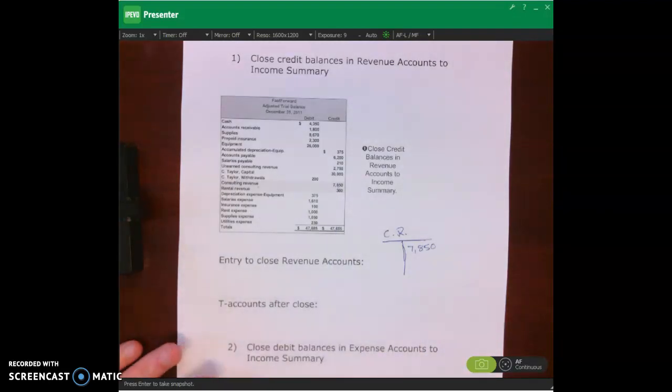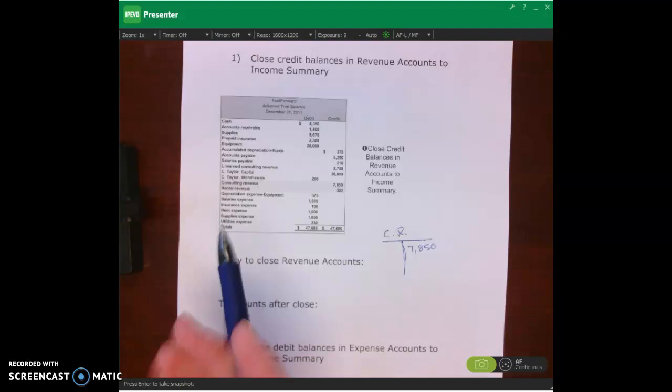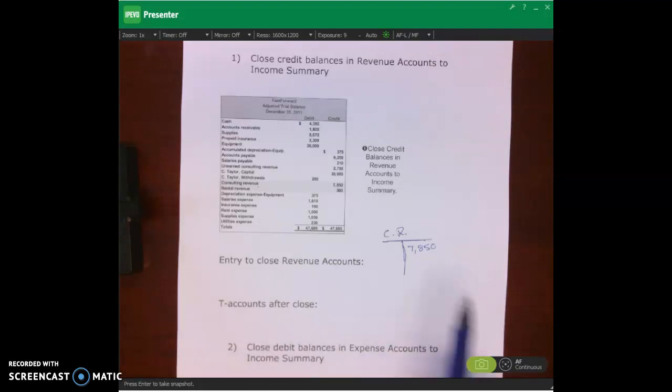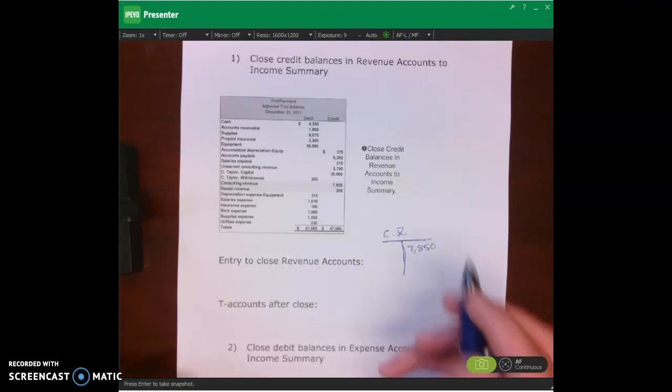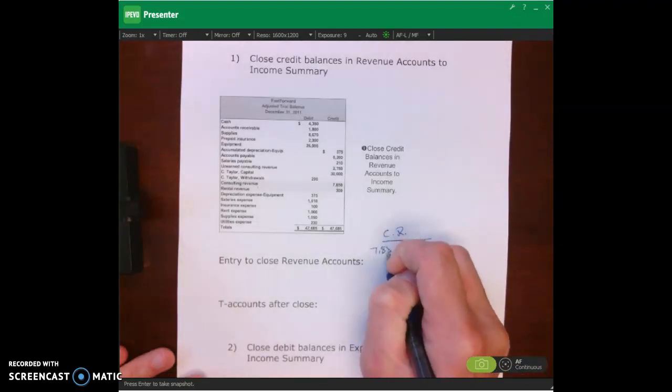And what I need to do with the closing process is I need to give consulting revenue a zero balance so that I can start collecting consulting revenue for the next accounting period. These revenue and expense accounts are collecting revenues and expenses for a certain accounting period. So we have to reset the balance to zero so it can start collecting for the next year. If I think about that in terms of debits and credits, it has a credit balance of $78.50. How do I make it so that it's zero? Well, I put a debit of $78.50.